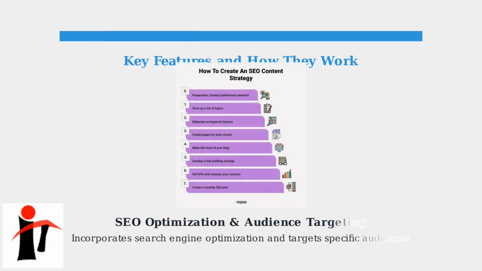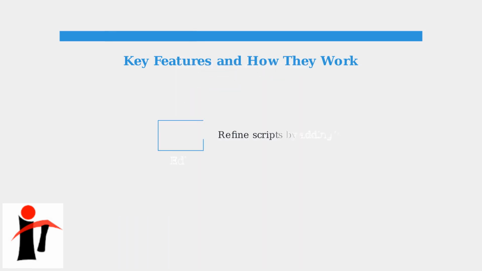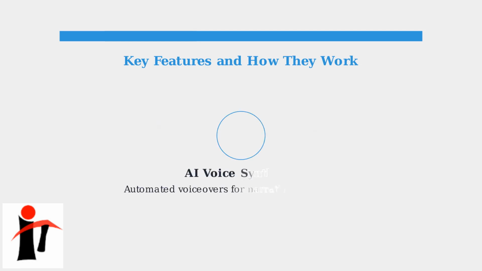Scripts are enhanced with SEO optimization to improve discoverability and are tailored to target specific audience segments for better engagement. Built-in editing tools allow users to refine the generated scripts, making adjustments to content, pacing, and structure as needed. The tool supports AI voice synthesis capabilities, enabling automated voiceovers that bring scripts to life with natural-sounding narration.